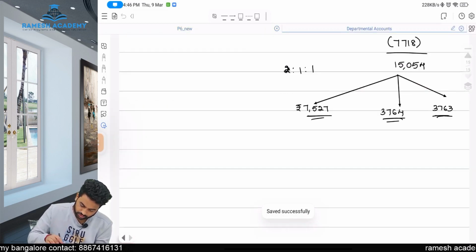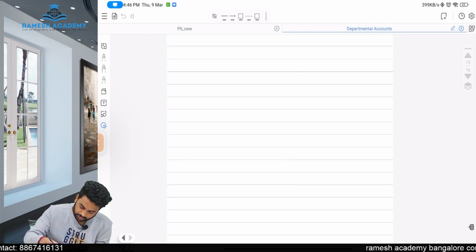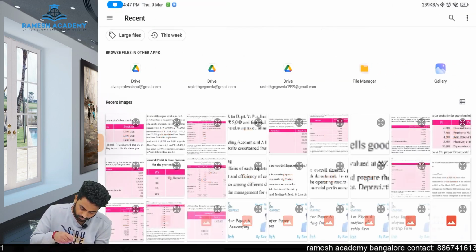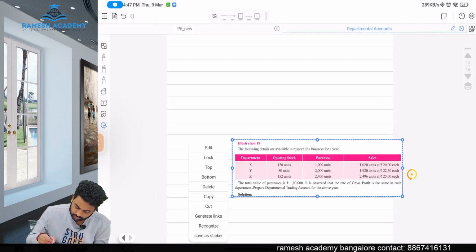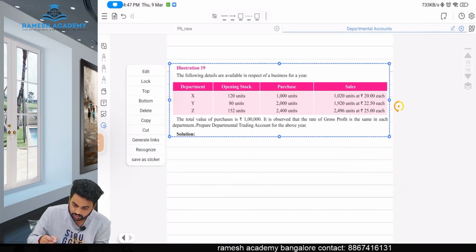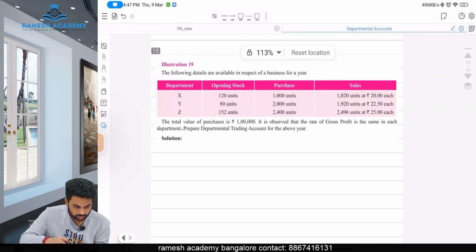Kindly read the question carefully and analyze what we can do to arrive at an answer. That is, we want purchase value, closing stock value, opening stock value; sales they have given. What to do, we don't know. Just go through the question.